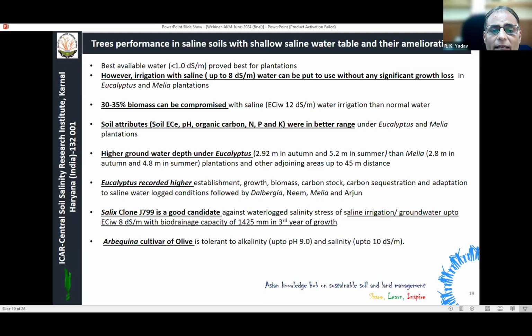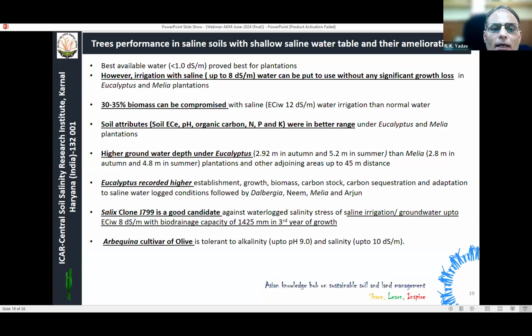And again, one more thing we have observed is that the water table, particularly under the eucalyptus plantations, has gone down more as compared to the other tree-based system, that is the media, and we can say the other things also. And another thing we have developed is that for these particular areas, eucalyptus species are best when we compared on the basis of biomass, carbon stock, carbon sequestration, and other things also.